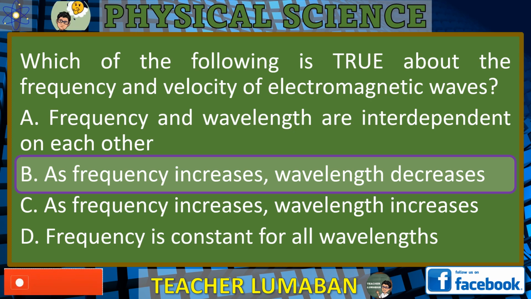Option D is incorrect because frequency varies for different wavelengths of electromagnetic waves. Different types of electromagnetic waves, such as radio waves, microwaves, visible light, ultraviolet light, X-rays, and gamma rays, have different frequencies and wavelengths.